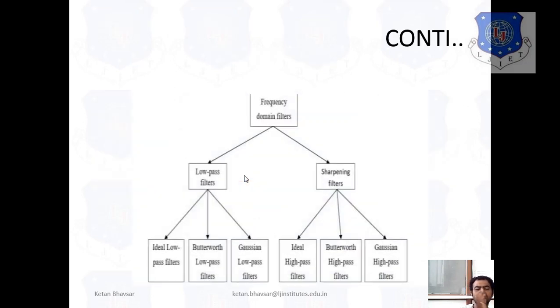Now also we can see the depth. As you can see, in the frequency domain filter there is a low pass filter and a high pass filter, meaning image smoothing and image sharpening. We can consider image smoothing as a low pass filter. We have three types: ideal low pass filter, Butterworth low pass filter and Gaussian low pass filter for image smoothing. Similarly, for sharpening we have ideal high pass filter, Butterworth high pass filter and Gaussian high pass filter. So we have these three types for image smoothing and three types for image sharpening.